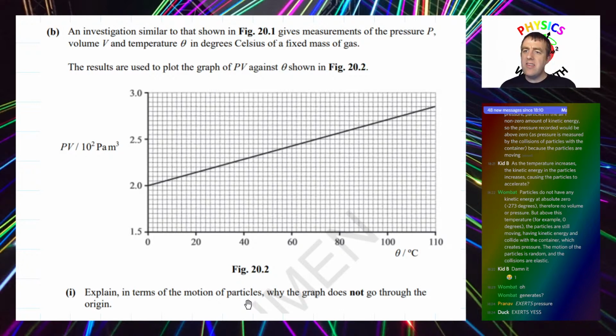The collisions are elastic with the walls of the container, Wombat. That's what we care about. There are elastic collisions between particles, but I don't care about them. Okay. I think this question we've had as much mileage as we can.